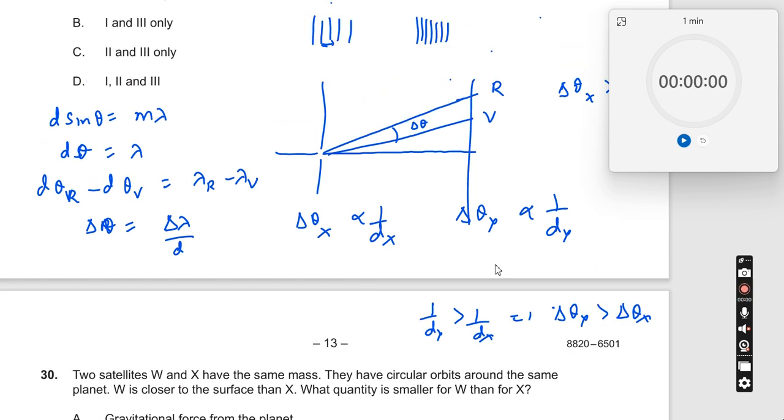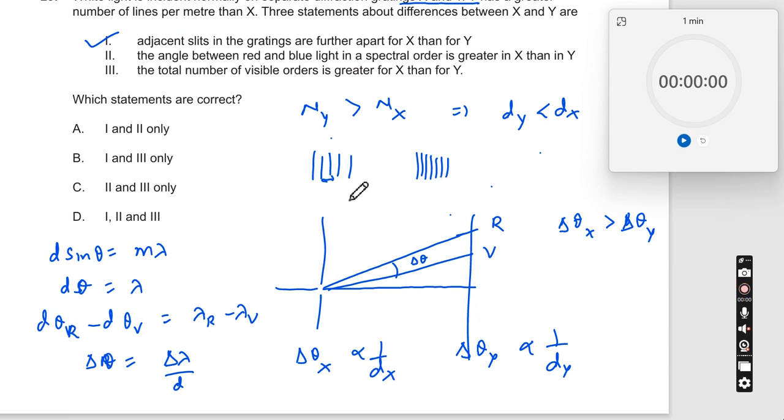Now let us look at the solution. What does it say? What is being asked is that delta theta x is greater than delta theta y. So therefore statement B is also incorrect. Now you see, it should be 1 and 2, no. 1 and 3, could it be 2 and 3, no. 1, 2 and 3, no. So therefore this answer is the right one. So B is the right one over here.